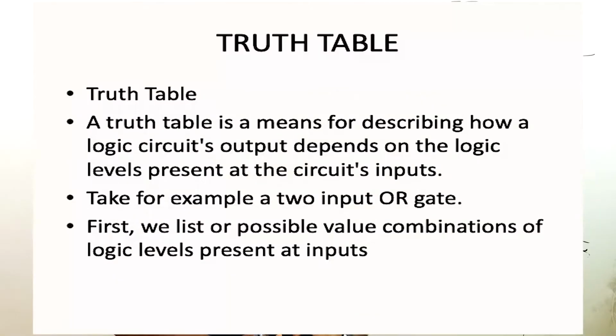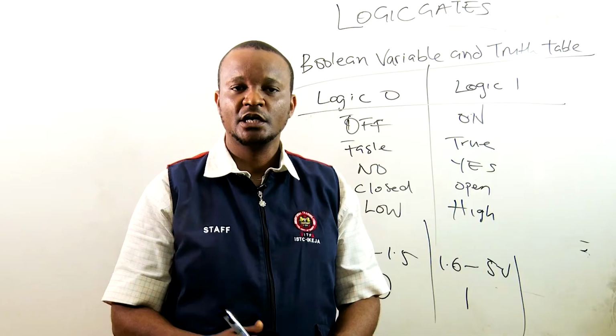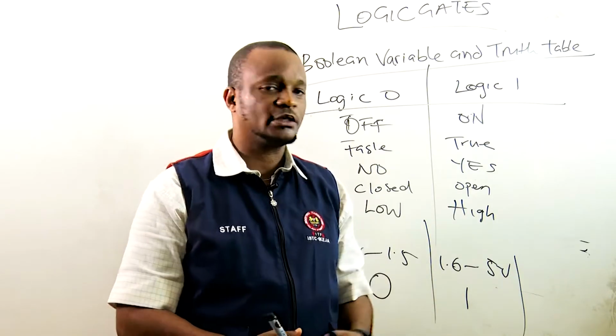What is a truth table? A truth table is a means of describing how a logic circuit's output depends on the logic levels present at the circuit's input. Take for example, we have the two-input OR gate.